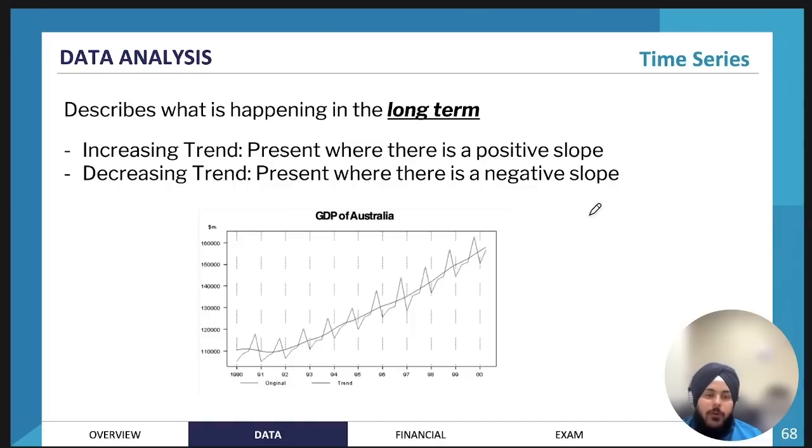So when we're describing trends in this time series plot, and it's called a time series plot because it's representing a distribution of values over time, we can have two different types of trends. We can have an increasing trend where the value is a positive slope, or we can have a decreasing trend where the value is a negative slope. So in this case, we have a positive, or an increasing, trend.